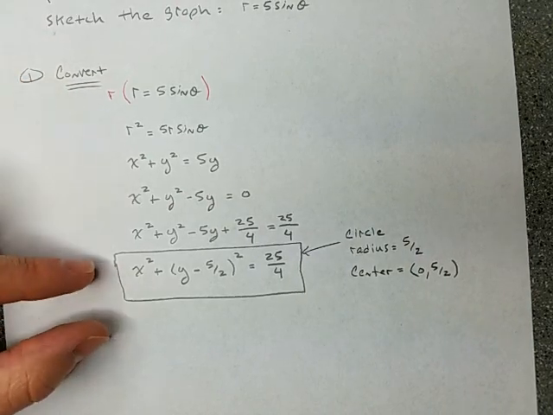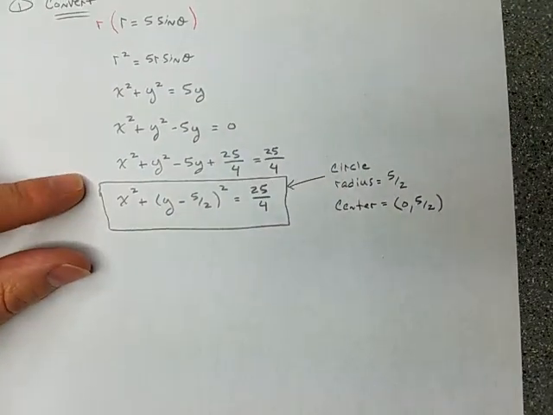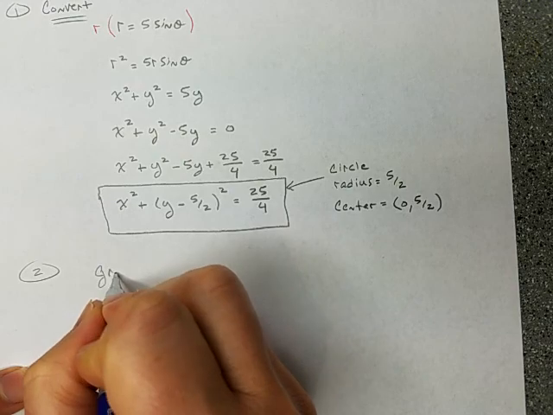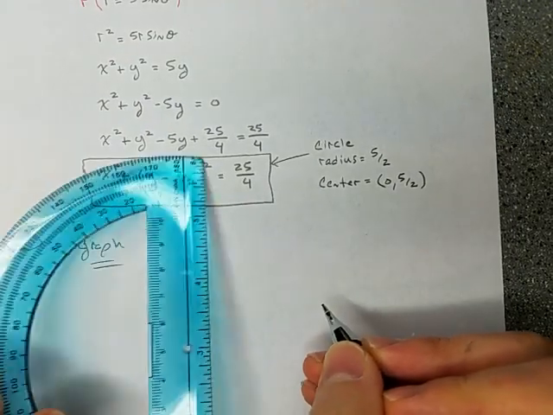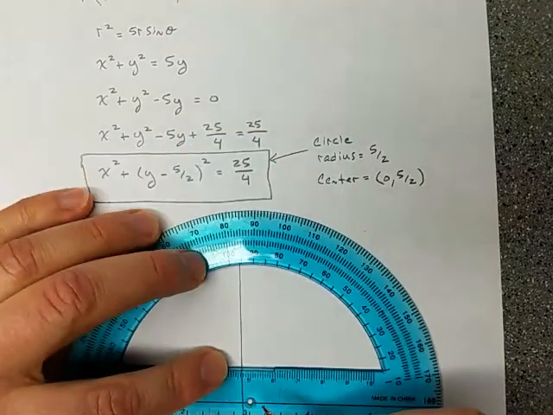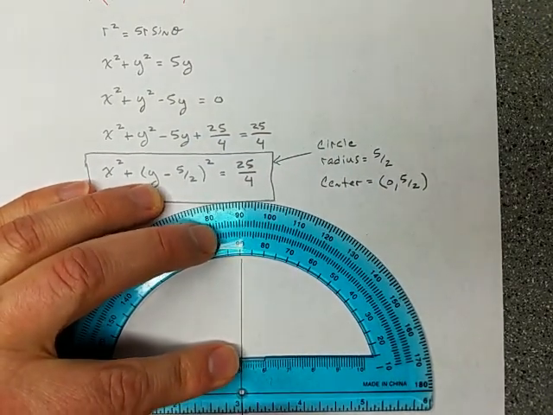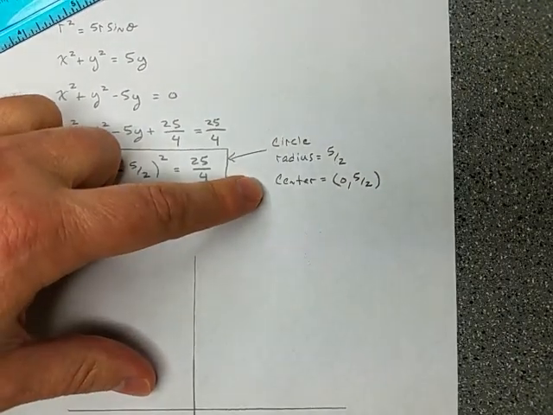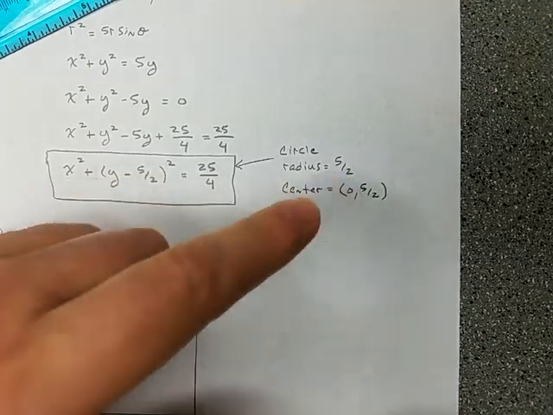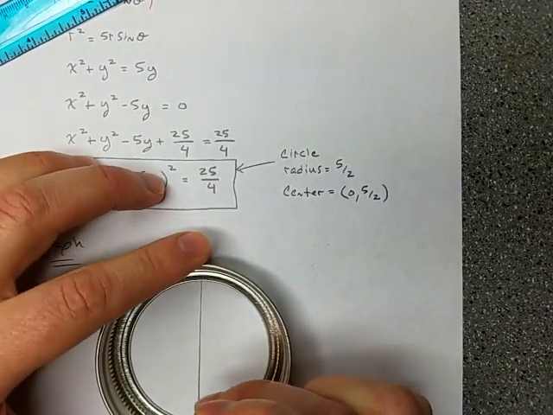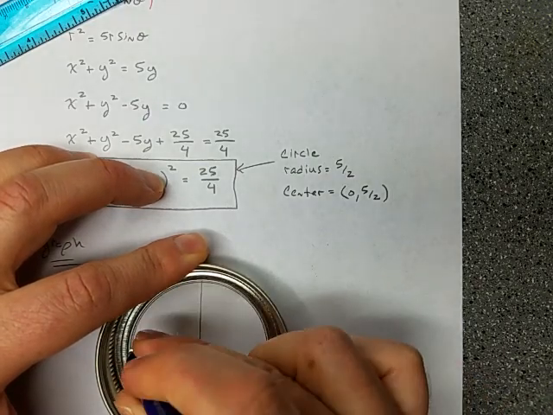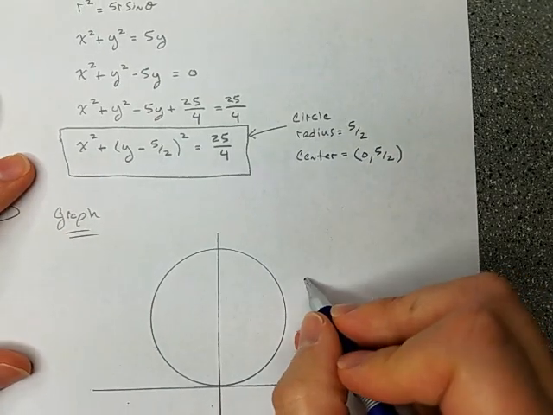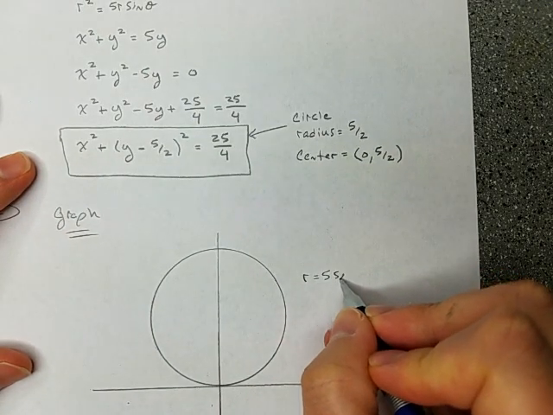Getting to here makes the graph pretty easy to do, I think. Okay, second part, graph. I've already told you what it is. How would you sketch a circle that has a center on the y-axis at 5 over 2 and has a radius of 5 over 2? Well, it's going to be like this. Okay, so that's the graph of r is equal to 5 sine theta.